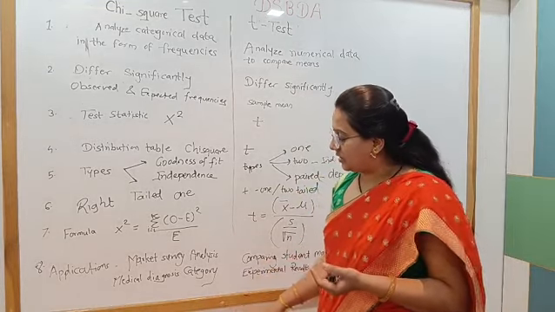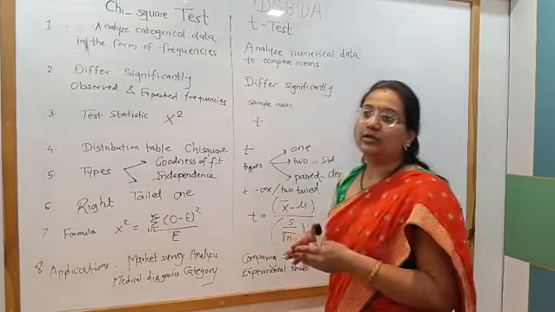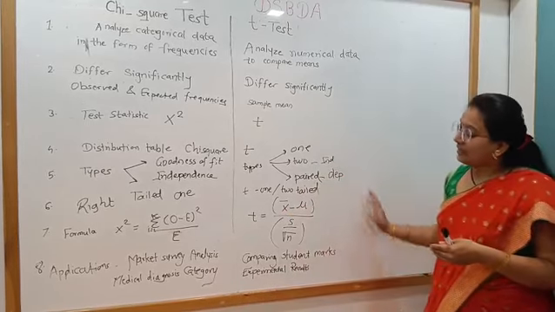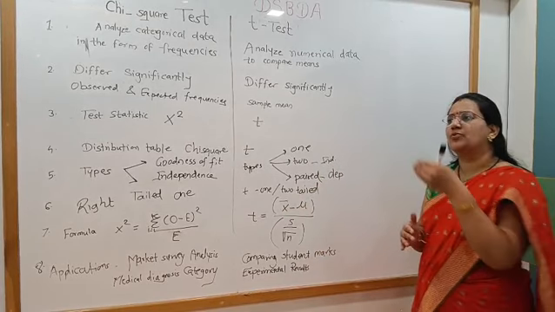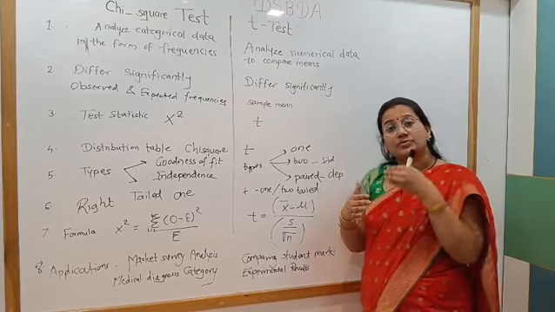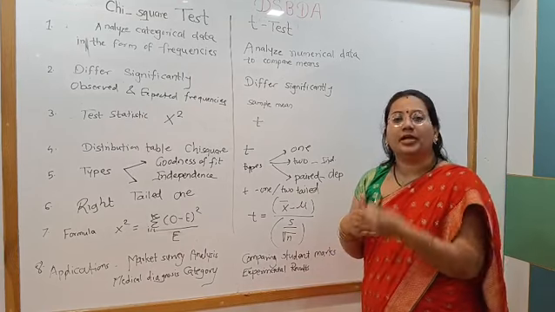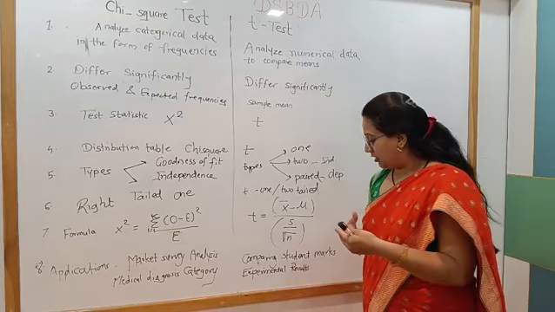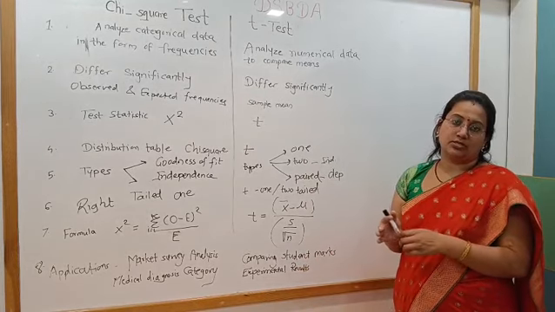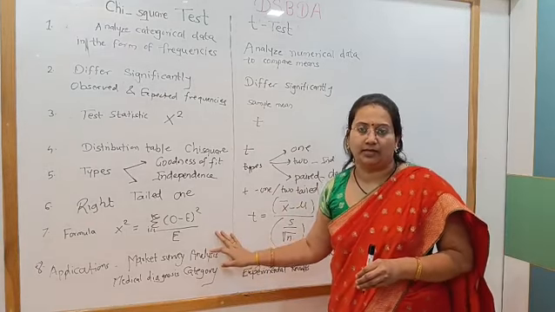Applications of the chi-square test: it is used in market survey analysis and medical diagnosis, to check whether the observed result is the same as the expected result. In the case of the t-test, we compare the marks of boys with girls, compare the marks of one class with another class, or compare the marks of the same class before and after the test, before and after the training, before and after the teaching, and experiment results before and after giving some input or training. So the t-test depends on numerical data, and the chi-square test depends on categorical data.